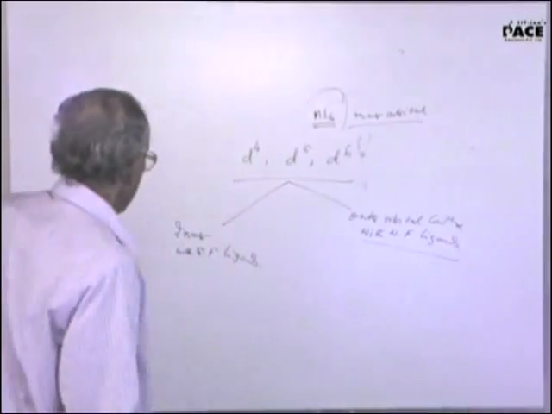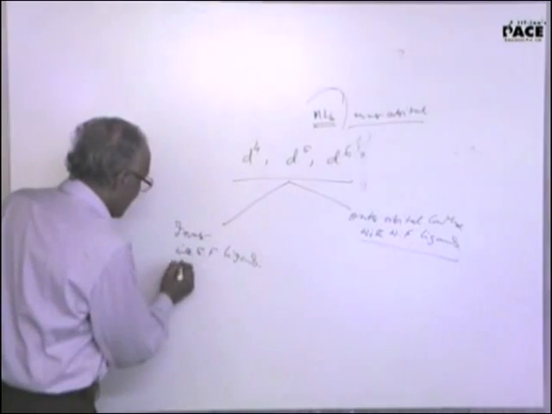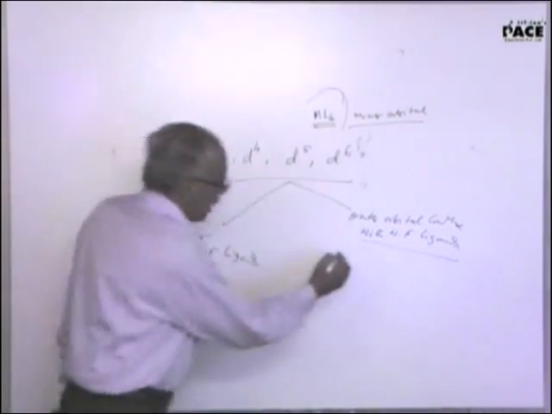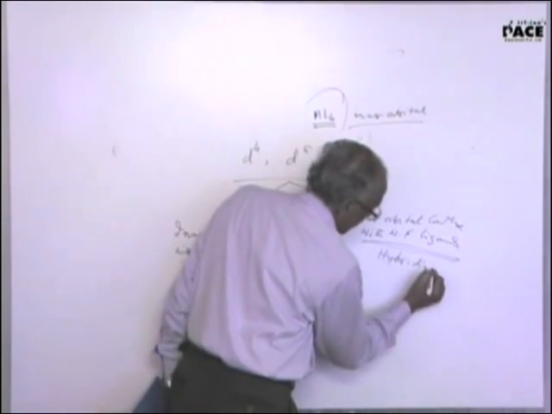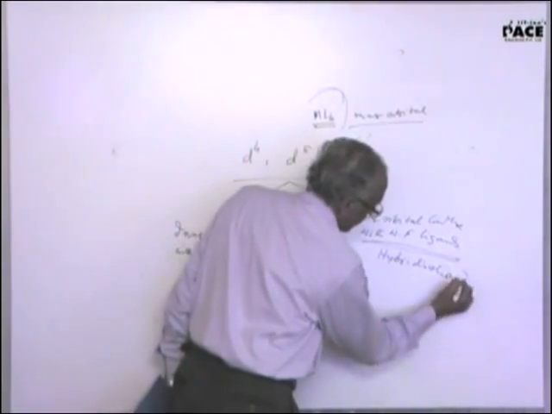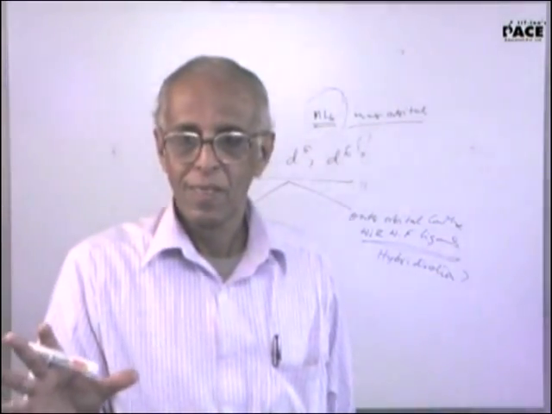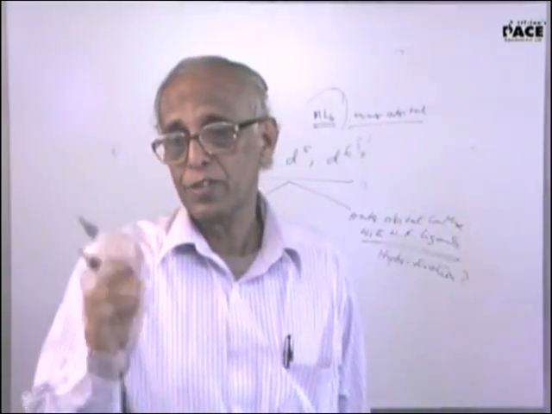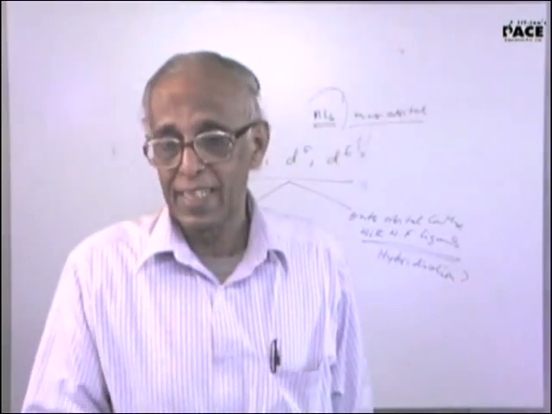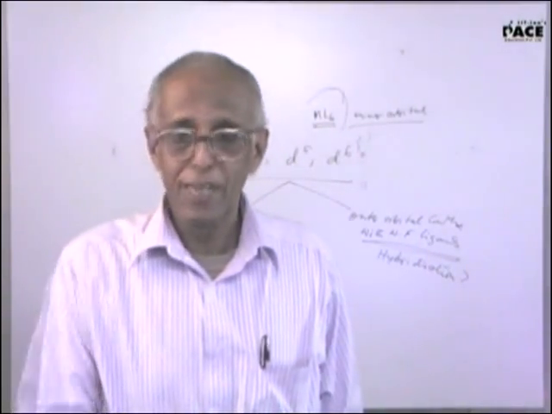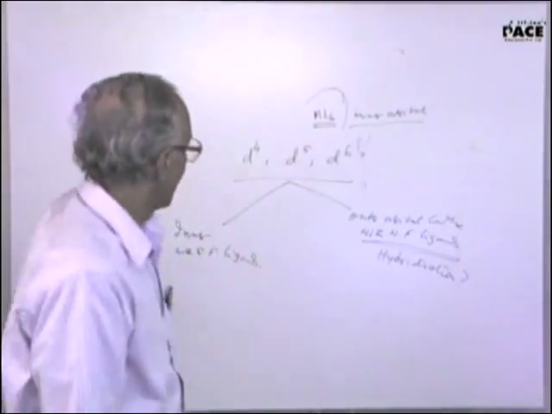Hybridization. If D4, D5, D6, if it is a weak field ligand, what will be the hybridization? You have 5 boxes. You have 4 electrons, 5 electrons, 6 electrons. And these ligands cannot provide you any pairing. So what type of hybridization will you have? sp3d2. Yes.